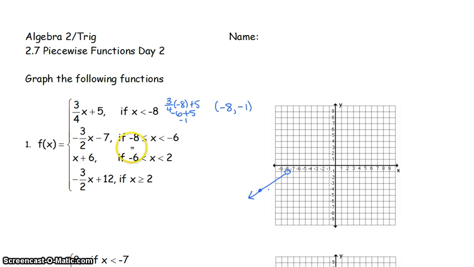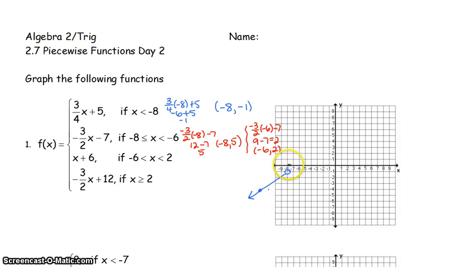Our second piece, we want it between a negative 8 and a negative 6. So we start by plugging in the negative 8. We've got a negative 3/2 times x, which is a negative 8, minus 7. A negative 3/2 times negative 8 is going to give us 12 minus 7, which is 5. So this point right here is going to be negative 8, 5. That's going to be the left-hand side of our graph. We also need that second point at negative 6. So a negative 3/2 times a negative 6 minus 7. That's going to give us 9 minus 7, which is going to be 2. So that point's going to be at negative 6, 2.